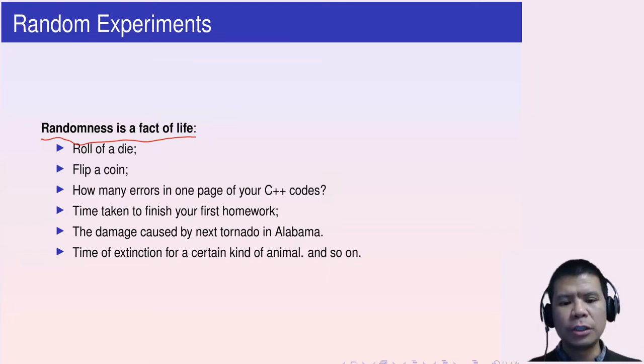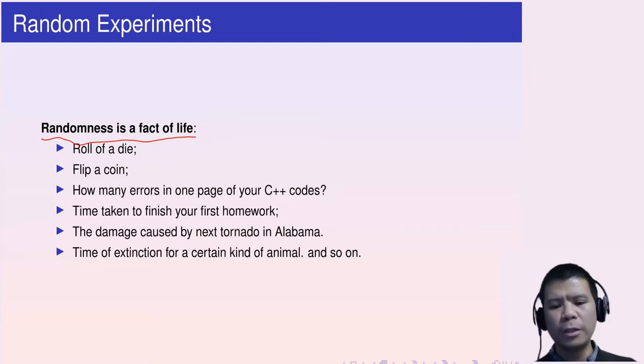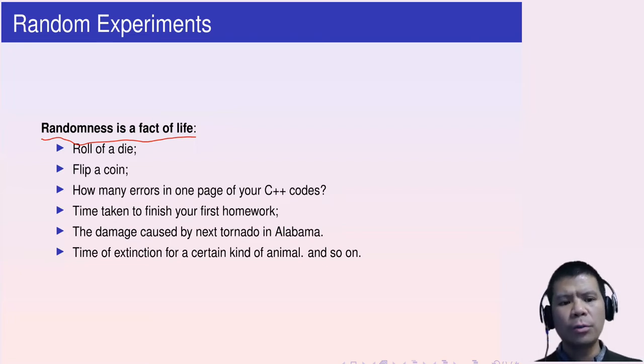And time of extinction of a certain kind of animal, a certain species of fish or birds and so on. These are all random. We're not sure of, okay? So in other words, randomness is a fact of life.